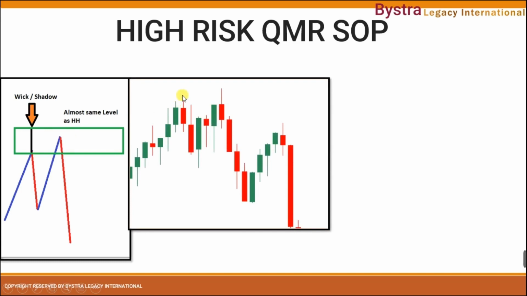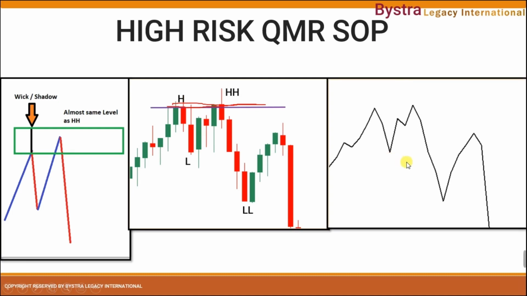You see this wick here? We do not want this wick to be above our higher high. It is very high risk. And then if you look at the line chart, here it goes. See, they are almost the same. So this is very high risk, and we should avoid this kind of QMR.